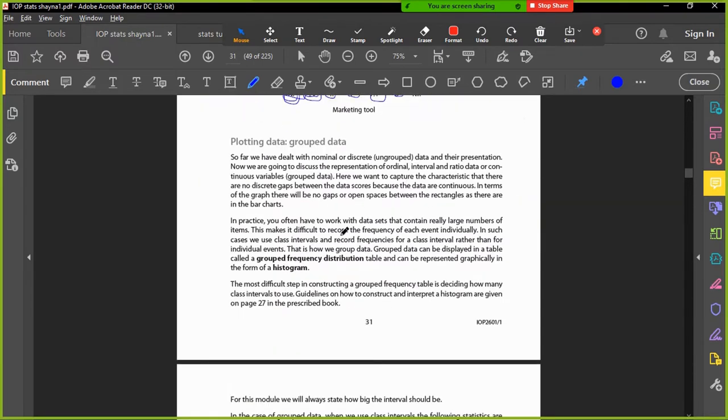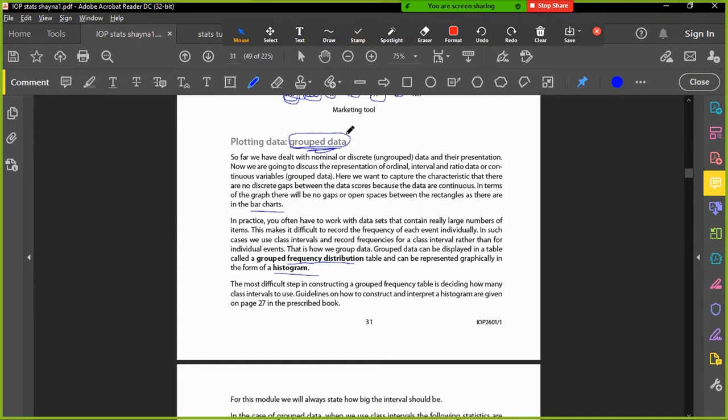All right, so plotting data when it's grouped. You can have data that's grouped. When you have a group of data, in other words, a lot of observed values that can be put into a table or a distribution table in terms of frequency. It could be a graph as a histogram, a bar chart. It could be anything actually.